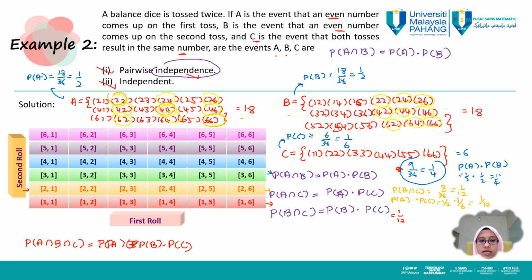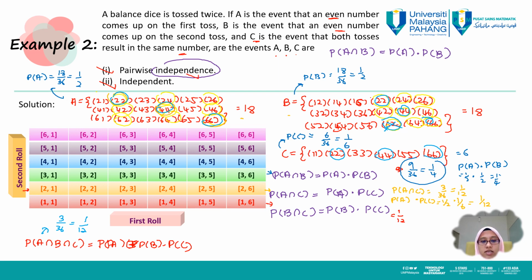For A intersect B intersect C, we just have 2, 2, 4, 4, and 6, 6. Here also we have 2, 2, 4, 4, 6, 6. At B, we have 2, 2, 4, 4, 6, 6. So we just have 3 elements only. That means here is 3 over 36, which is equal to 1 over 12.